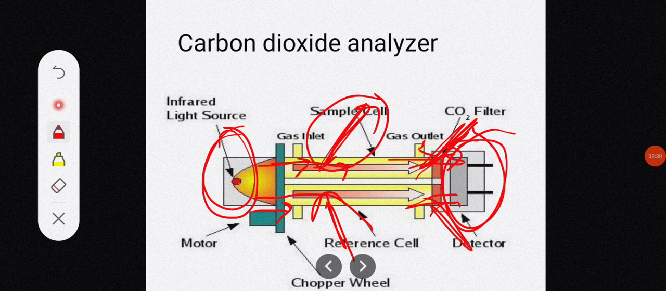So finally, the CO2 gas concentration is measured from the difference in absorption of IR radiation in the sample and reference cells. So this was about the carbon dioxide analyzer.